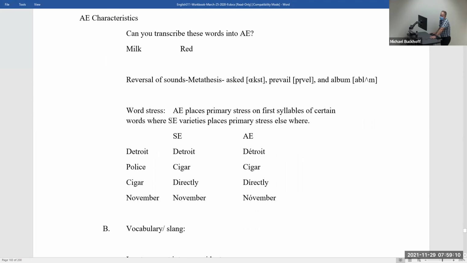Word stress: Appalachian English places primary stress on first syllables of certain words, whereas standard English varieties place primary stress elsewhere. So in Appalachian English, you might say DEtroit, CIgar, DIrectly, NOvember, instead of Detroit, cigar, directly, November, right? So you have some word stress shifts going on. I think that would be another way to identify dialect.